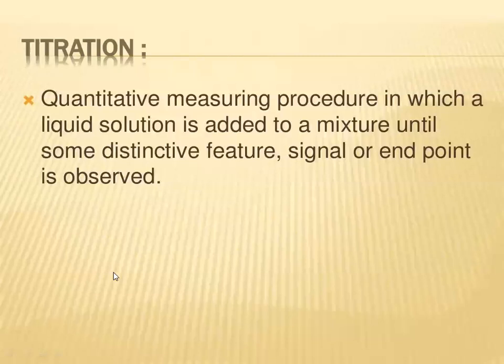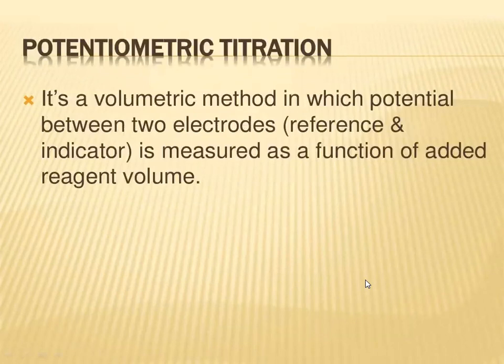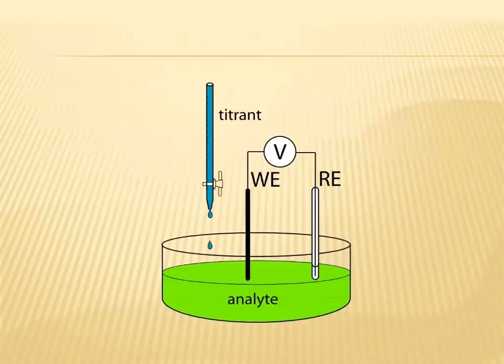Now the titration part: a quantitative measuring procedure in which a liquid solution is added to the mixture until some distinctive feature, signal or endpoint is observed. So potentiometric titration is a volumetric method in which the potential difference between the two electrodes is measured as a function of added reagent volume. So this is our solution, that is the analyte. We will be adding the reagent from the burette. This is the titrant. The two electrodes are dipped into this and it will measure the potential difference between the two electrodes.